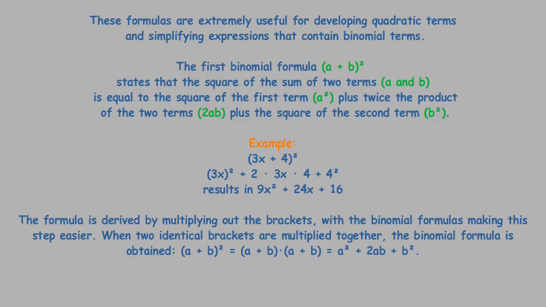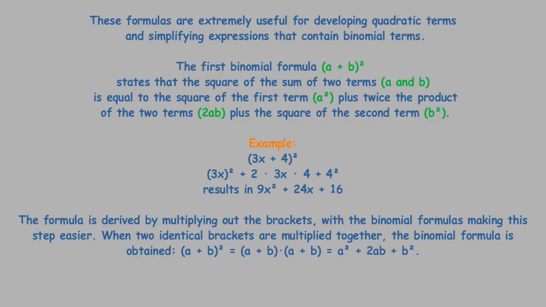The first binomial formula, (a + b)², states that the square of the sum of two terms, a and b, is equal to the square of the first term, a², plus twice the product of the two terms, 2ab, plus the square of the second term, b². Example. (3x + 4)². (3x)² + 2 times 3x times 4 + 4² results in 9x² + 24x + 16.